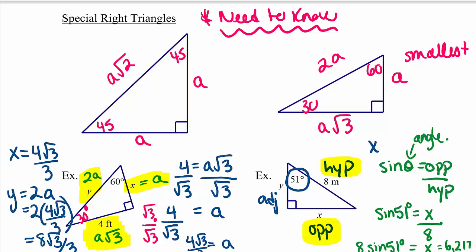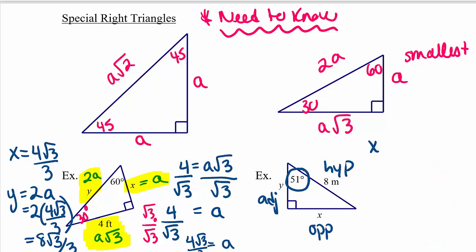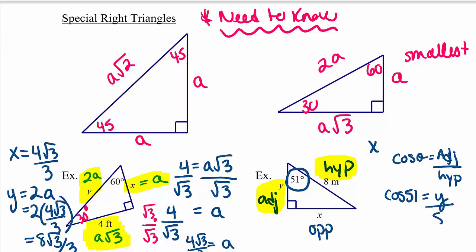Now we're going to do the same thing for y. So if we're going to solve for y, we need to use adjacent, and we'll also use the hypotenuse. Adjacent and hypotenuse is cosine theta, adjacent over hypotenuse. Let's plug in what we know. We know that our theta is 51, and our adjacent is y, and our hypotenuse is 8. We cross multiply, so we get 8 cosine 51. Plug that into our calculator, and we get approximately 5.035.